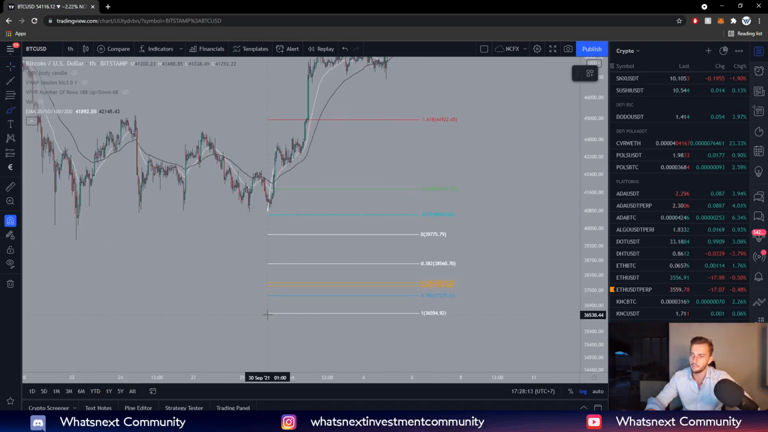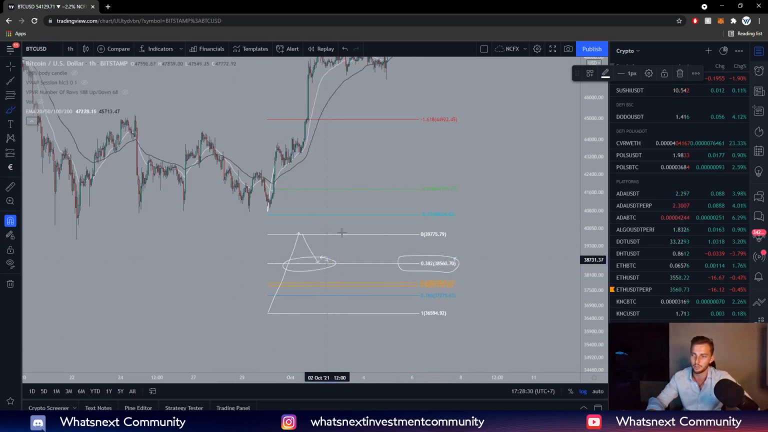If you have an impulsive move, often you will see that the retracement will come to this level. This is called 0.382. Don't make it too difficult for yourself. This is just a level where, if a move is impulsive, you will often find new support to continue the uptrend.